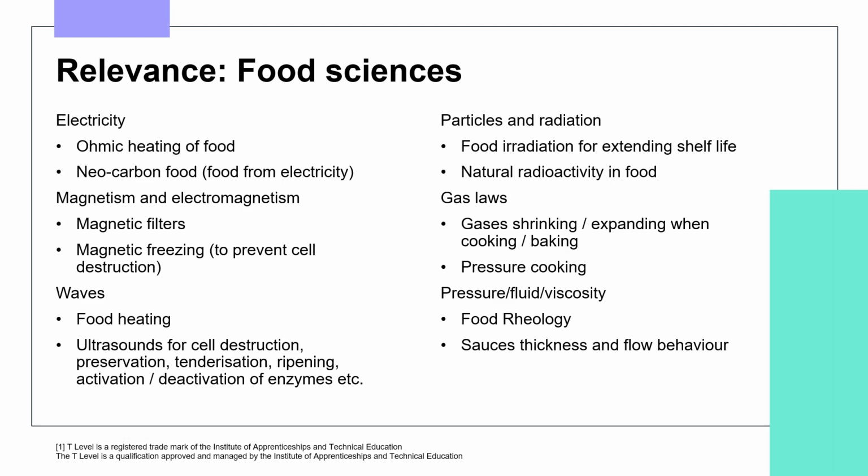Using gases for preserving food, such as in crisp packets, and considering the pressure and volume needed, and the process of pressure cooking. And finally, for the pressure, fluid, and viscosity section, you could link the flow of different materials, such as the flow of sauces through tubes, getting the thickness correct, for example.